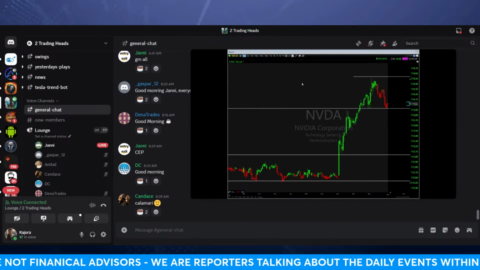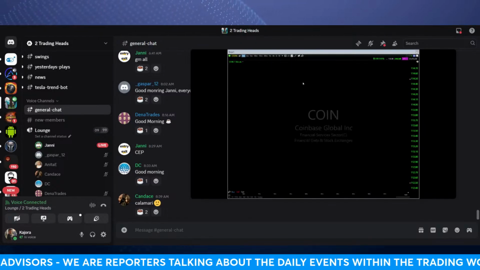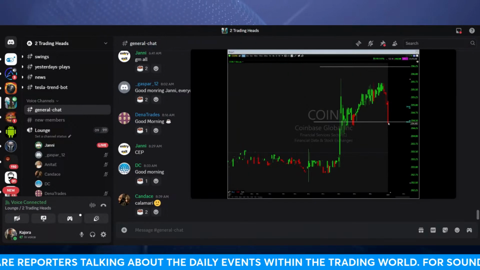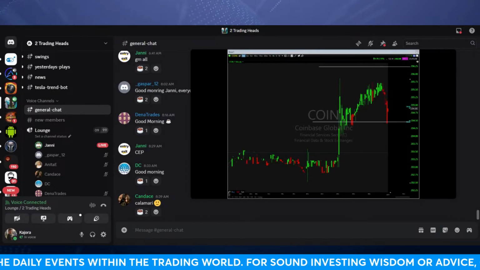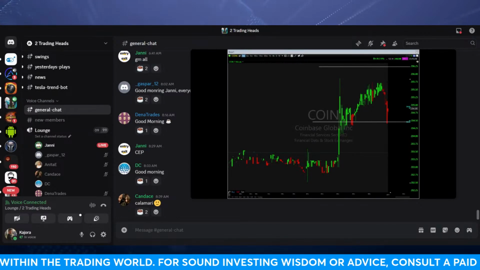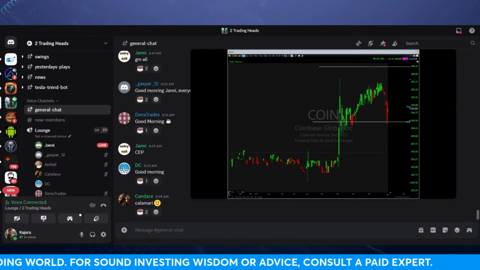Coin coming down, already down to the first support here on Coin. Look at this pull, boom, right away down. Keep an eye on your APP, like I said. Keep an eye on your PDD, APP. What are the other ones doing?